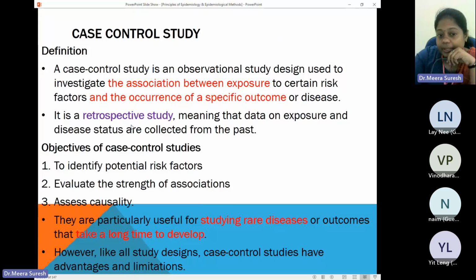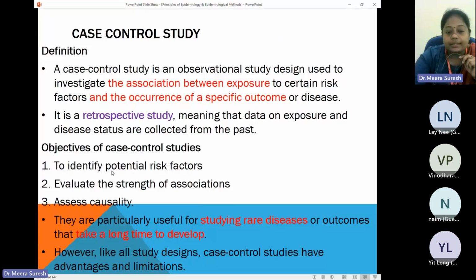So this is a retrospective study, meaning the data on exposure and disease status are collected from the past. We are studying the past, and what that means, in the next slides the picture will come up. At that time, you will understand. Anyway, retrospective means we are looking backward and seeing what has happened. We are not looking forward, we are looking backward in case of case control study.